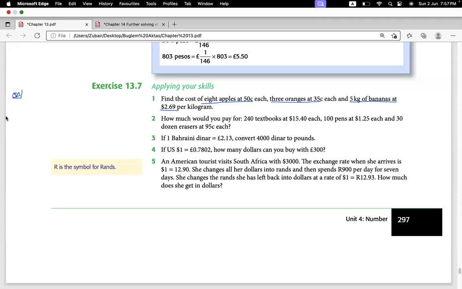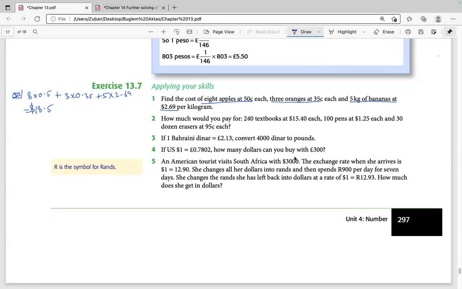See question number 1. So May, yes. I write 8 times 0.5? Yes, because you divided by 100. Yes, plus 3 times 0.35 plus 5 times 2.69, and I'm getting $18.5 as a total. Okay.